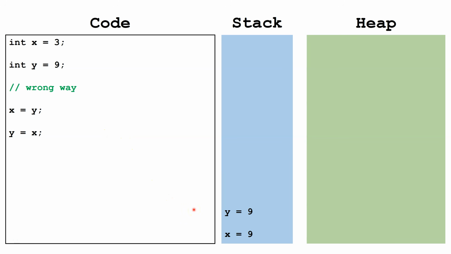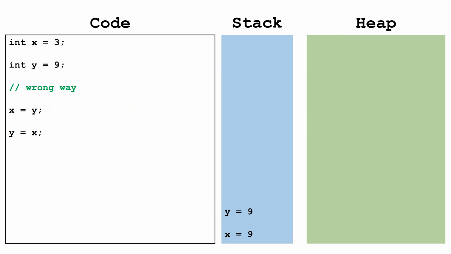We set x equal to y, so it copies the y value to the x. Then we set y equal to x, which copies the x value to the y, and they both end up at 9. However, we wanted to swap these values. We wanted x to be 9 and y to be 3.